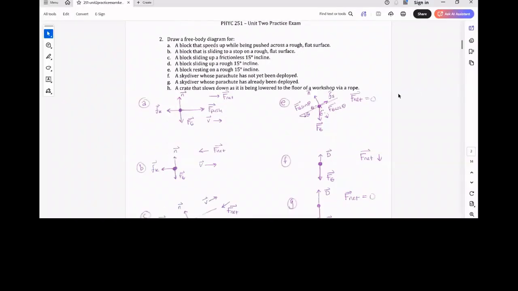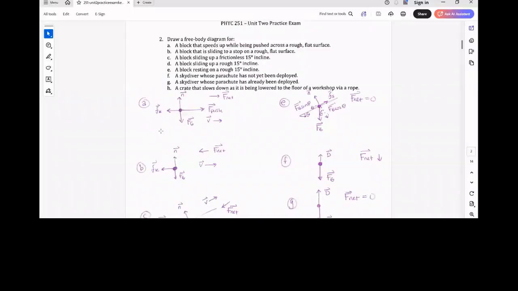For number 2, we just have a few sample scenarios and we want to sketch free body diagrams for each of them. So for A, a block that speeds up while being pushed across a rough, flat surface. We know that there has to exist some force representing the push, and this is a scenario where it's a sustained push instead of a quick push like we saw in our first problem.